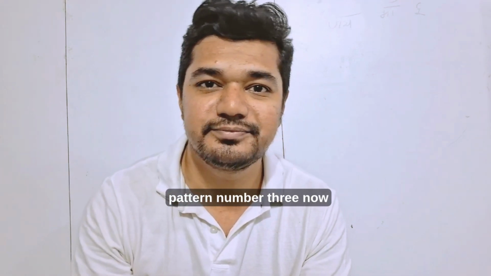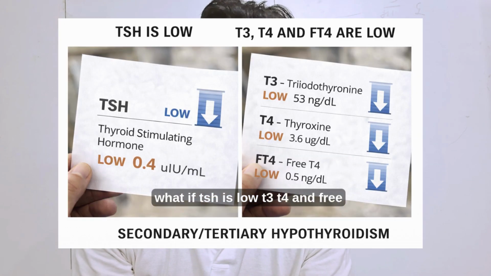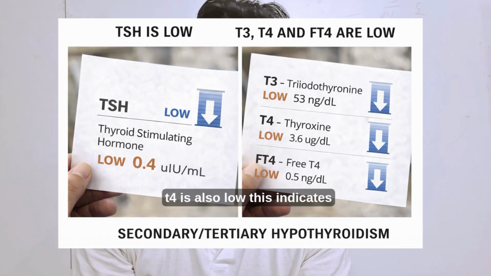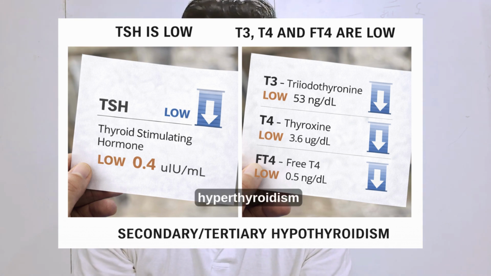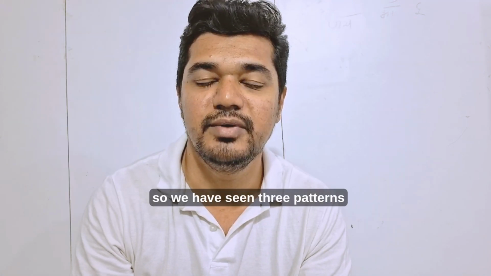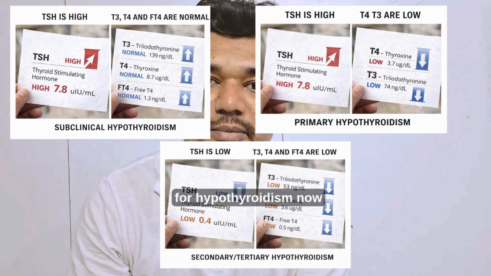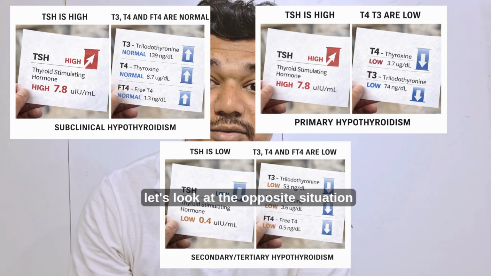Pattern number 3. Now what if TSH is low, and T3, T4 and free T4 are also low? This indicates secondary or tertiary hypothyroidism. So we have seen 3 patterns for hypothyroidism. Now let's look at the opposite situation.